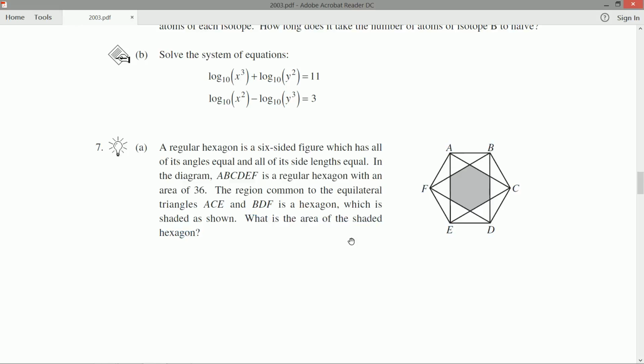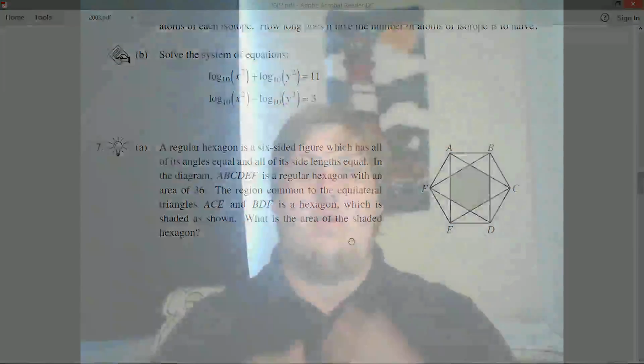So, we're not given a whole lot. We're told that we've got a regular hexagon, and that it's got an area of 36. Well, being that it's a regular hexagon, one of the first things that always comes to my mind is that the internal angles, the angles at A, B, C, D, E, and F in this case, are all 120 degrees. So I would probably start by taking this diagram and labeling a bunch of angles.